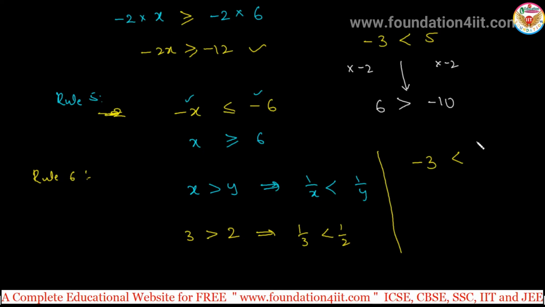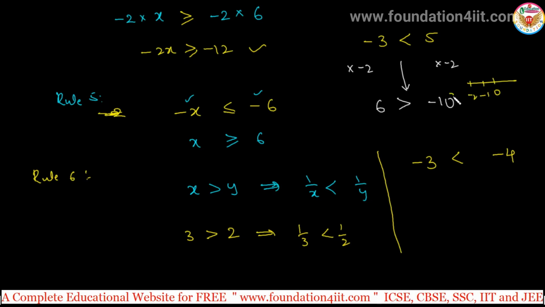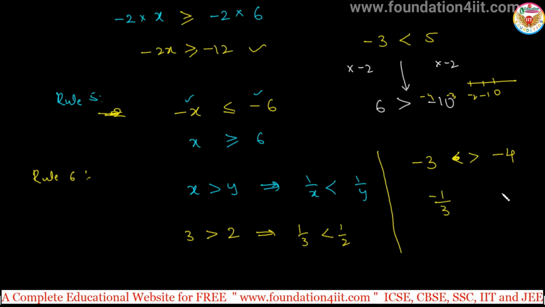So minus 3 and, for example, if you take minus 4, generally on the number line, 0, this side is minus 1, minus 2, minus 3, minus 4. So minus 4 is less, that means minus 3 is greater, because minus 3 is on the right side and minus 4 is on the left side. So if minus 3 is greater than minus 4, then the reciprocals minus 1 by 3 and minus 1 by 4, greater becomes less. So the simple rule: if both sides are negative or both sides are positive and you take the reciprocals, then the inequality sign will be reversed.